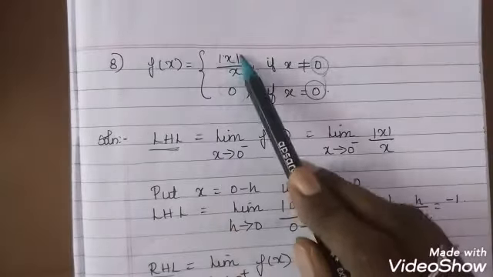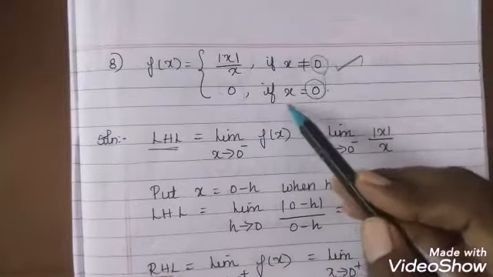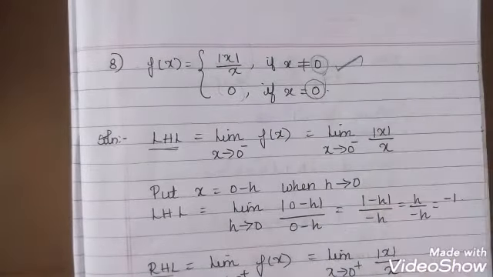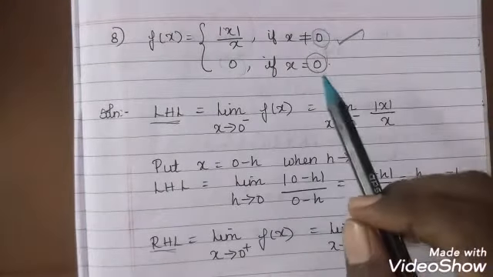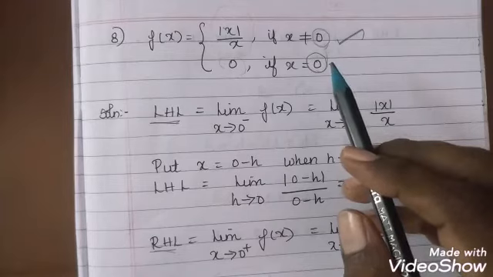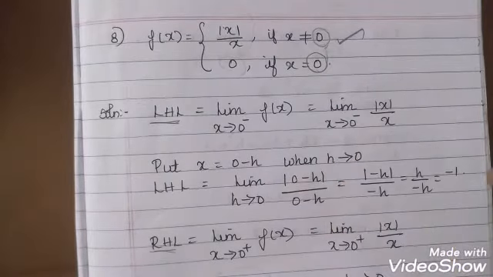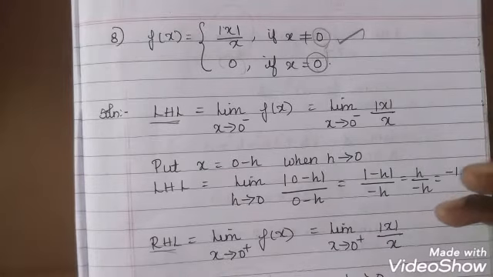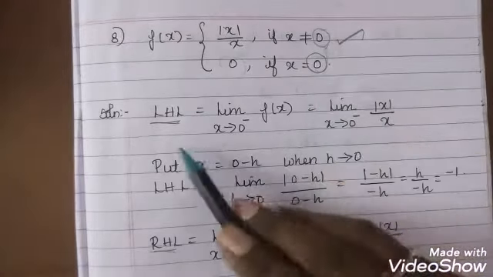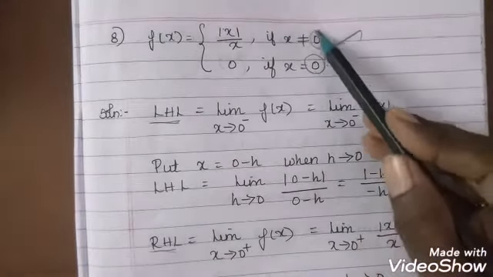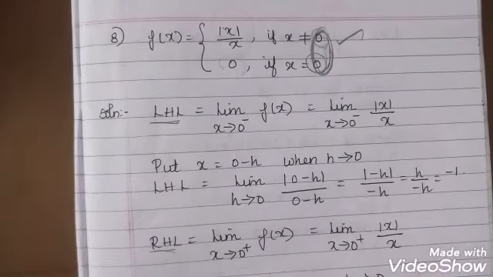f of x is equal to mod x by x if x is not equal to 0, and it's equal to 0 if x is equal to 0. It's another important question here. So here you have modulus of x. As I told you already, when you have this modulus and you check the continuity, you will have to be a little careful, because you all know modulus of x is equal to plus x when x is greater than or equal to 0, and it's equal to minus x when x is less than 0. Now, what is the point I'll have to check for continuity or discontinuity? At x is equal to 0. This is what I'll have to check here.